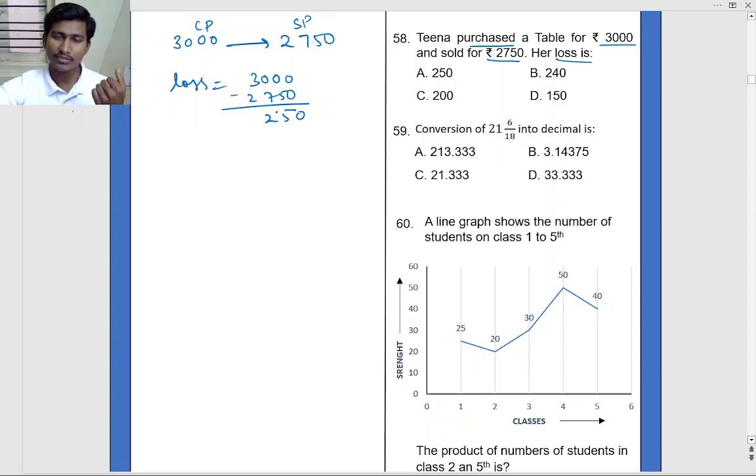7000 minus 750 is 250. So the option is option A. Okay, good. So next is question 59, conversion of 21 and 6 by 18 into decimal.